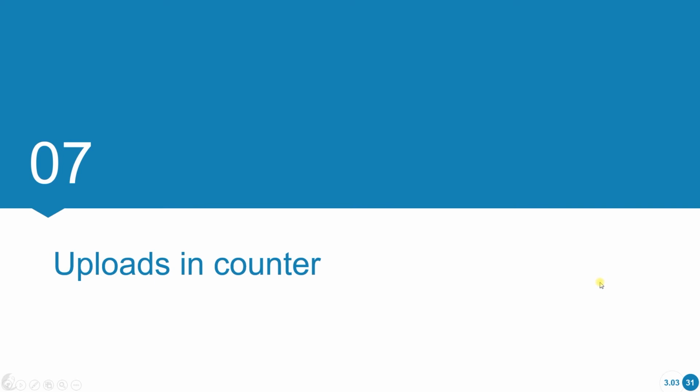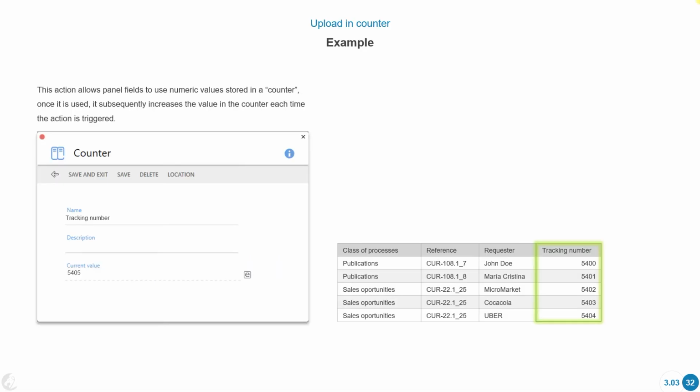Upload an encounter. This action is going to allow panel fields to use numeric values stored in the counter. Once it's used, it's going to subsequently increase the value in the counter each time the action is triggered. So each time we use the value of the counter. Why do we want to use counters?